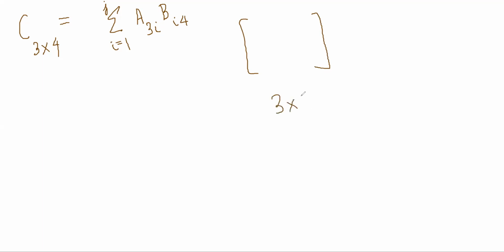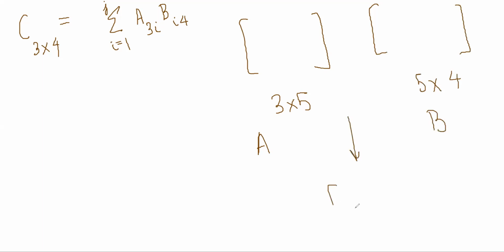3 cross 5 is A and B is 5 cross 4. Then the final matrix C will be 3 cross 4. Are you understanding what I'm saying?